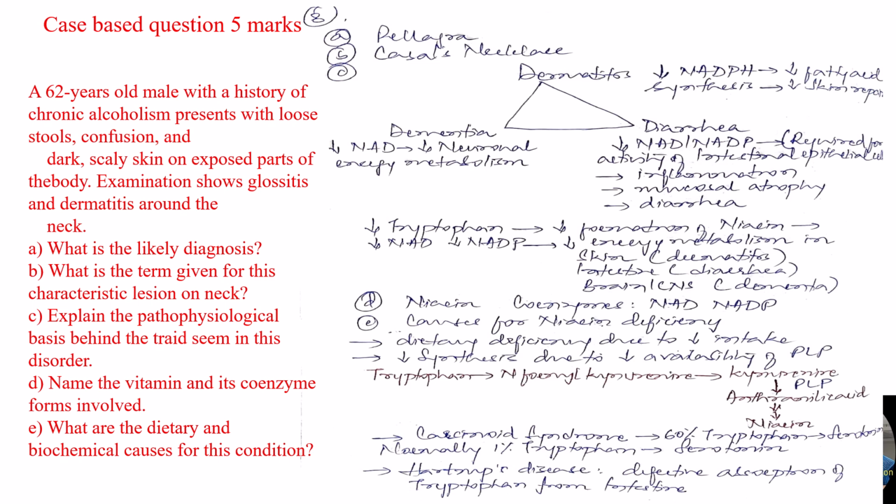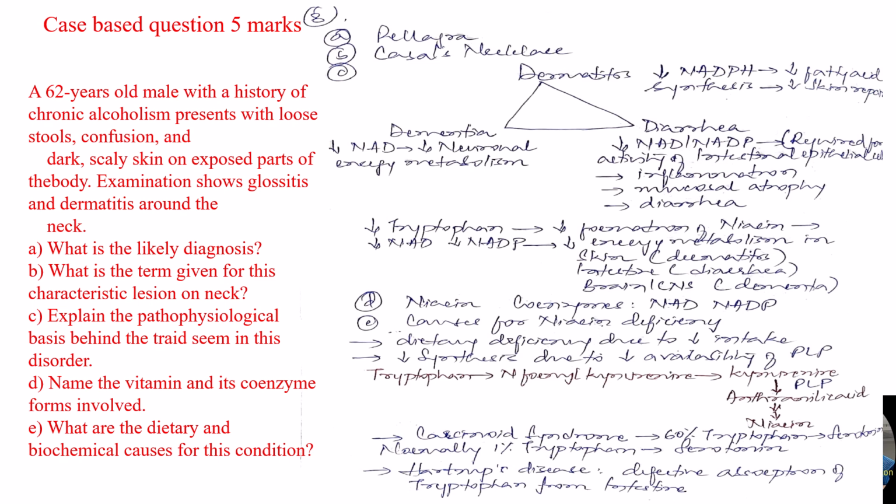So the dietary deficiency is due to decreased intake. Next, the second cause is decreased synthesis due to decreased availability of PLP, that is B6. This is because tryptophan gets converted to N-formyl kynurenine. This gets converted to kynurenine. Conversion of kynurenine to anthranilic acid requires pyridoxal phosphate coenzyme. So if there is decreased availability of PLP, again niacin deficiency is seen.